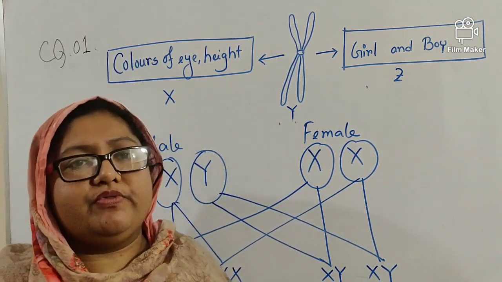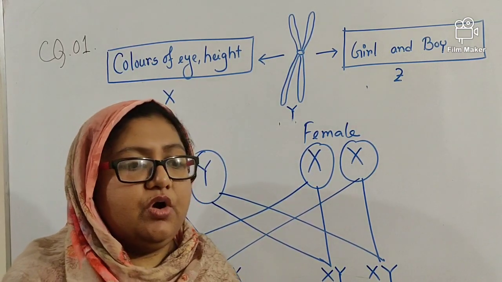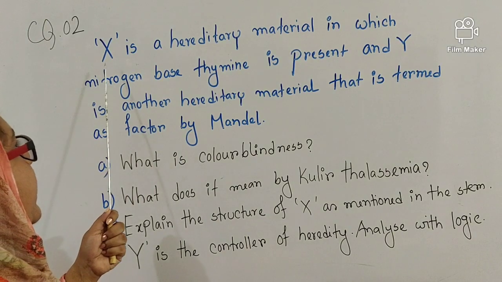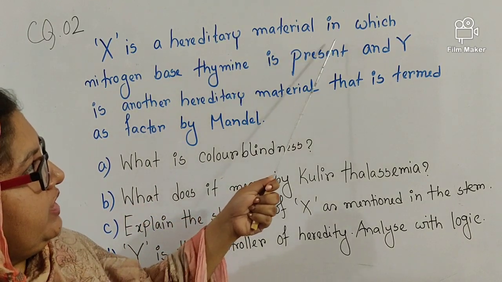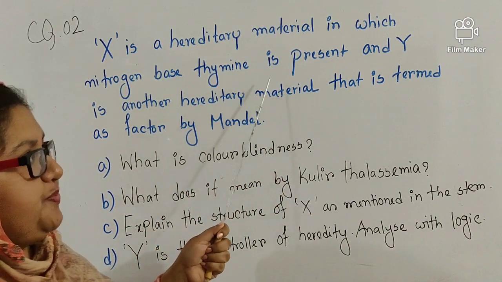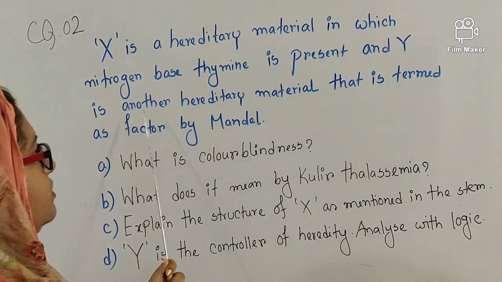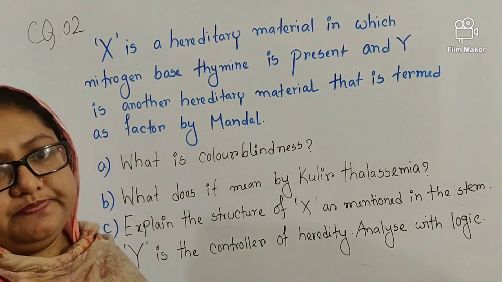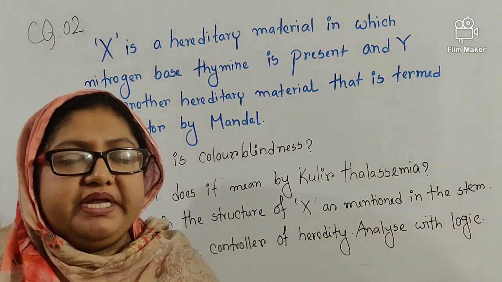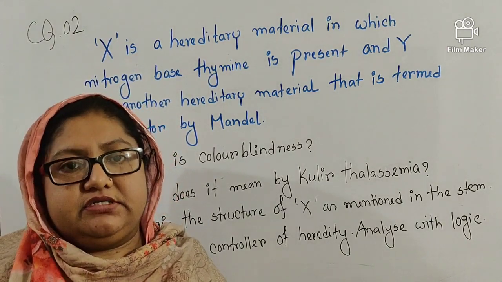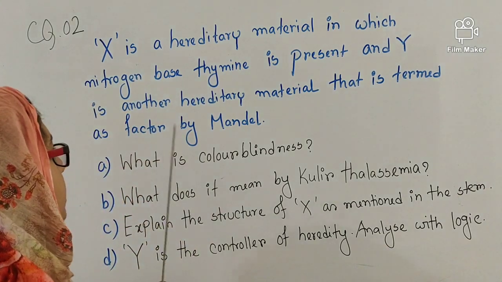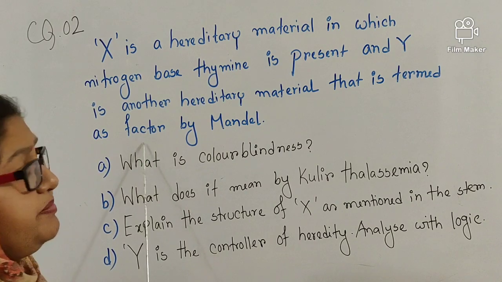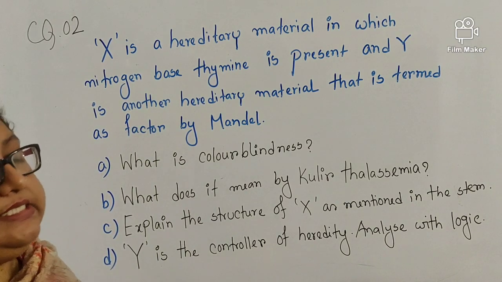So this is all about creative question 1. Now, creative question number 2. X is a hereditary material in which nitrogen-based thymine is present, and Y is another hereditary material that is termed as factor by Mendel. You know, Mendel termed gene as a factor. So the second part, which is indicated by factor, that is gene.